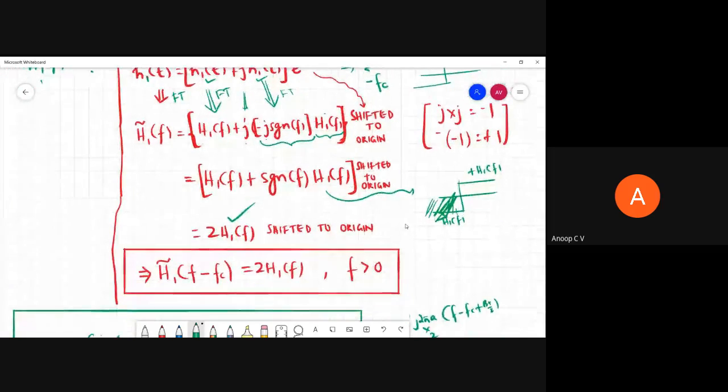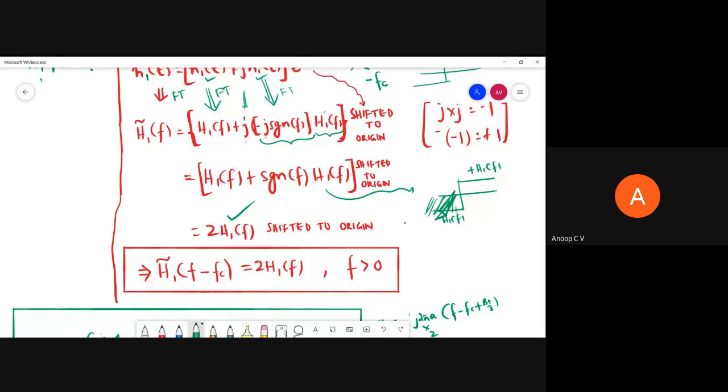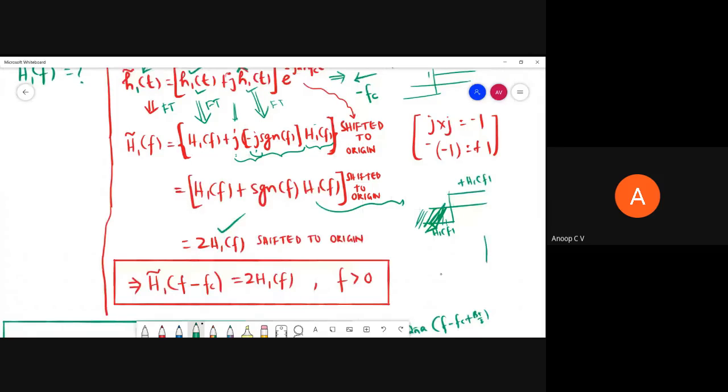What happens then is this H1 of f plus, j into j becomes minus 1, and minus of minus 1 is plus 1. So that becomes plus signum of f into H1 of f. Signum of f is 1 for positive frequencies and minus 1 for negative frequencies. So if you multiply H1 of f with signum of f, the positive part of H1 of f remains as such, and the negative part becomes minus H1 of f.